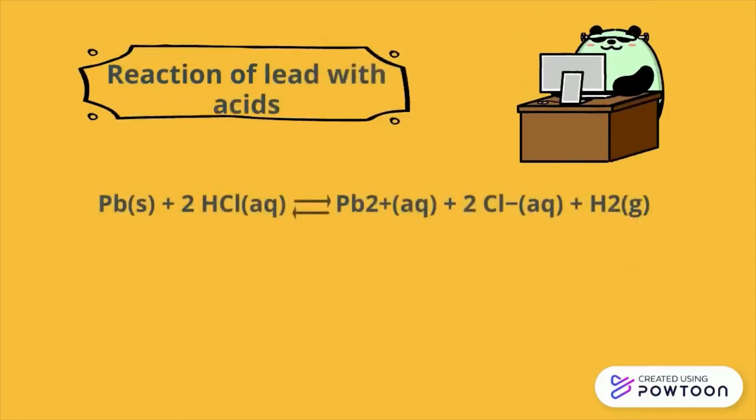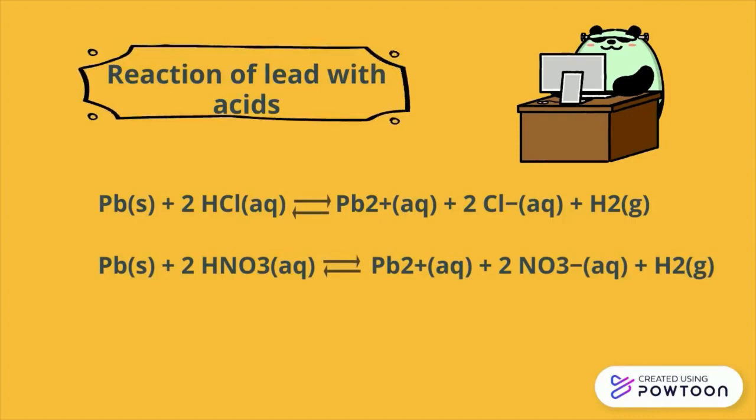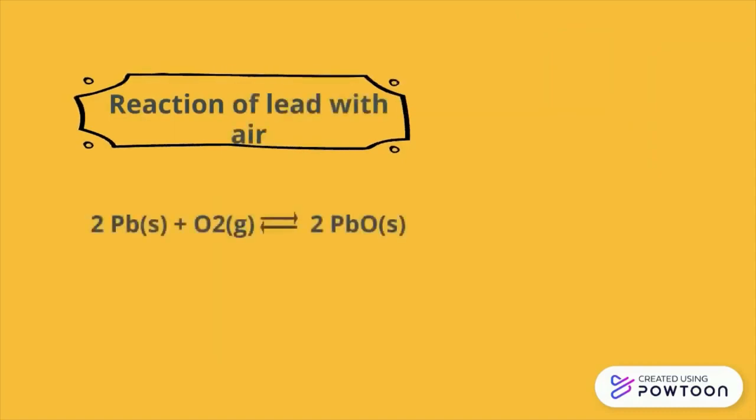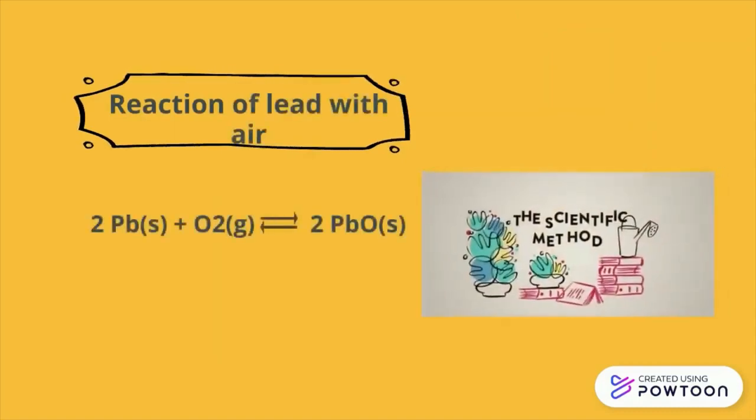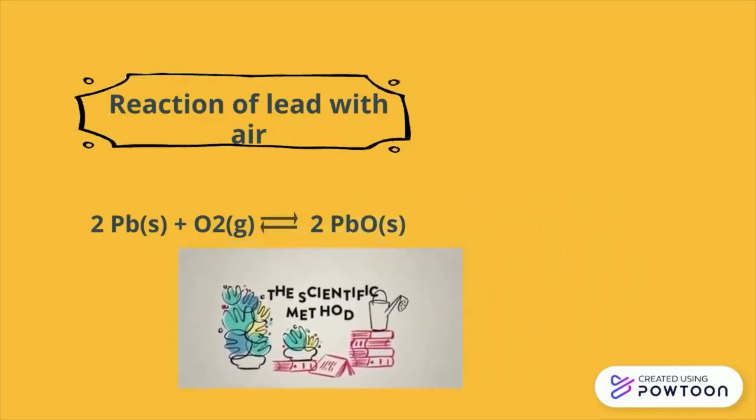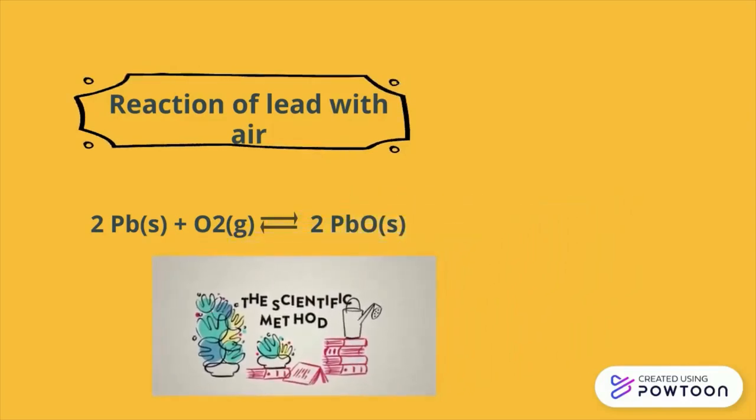Lead does not react with sulfuric acid due to the passivating PbSO4 surface. Lead reacts slowly with hydrochloric acid and nitric acid. Lead reacts with air in the presence of moisture and carbon dioxide, forming a passivating layer. The layer is most likely lead hydroxycarbonate.